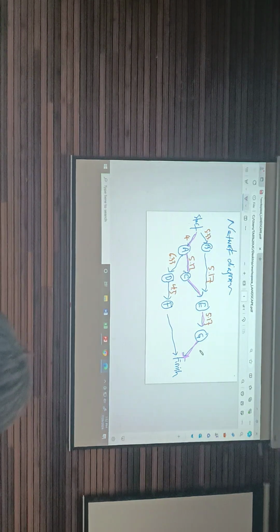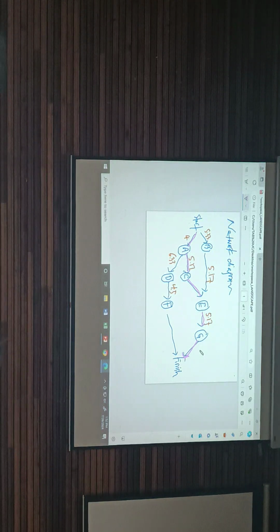You did this before, correct? Network diagram? No, you haven't done it yet, no. Or forgotten.